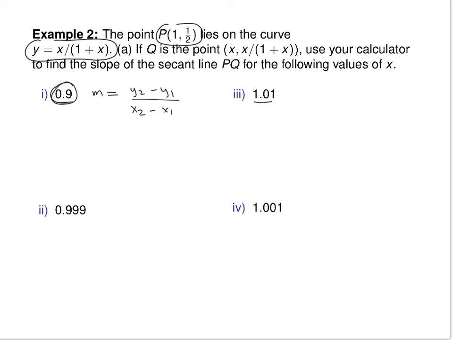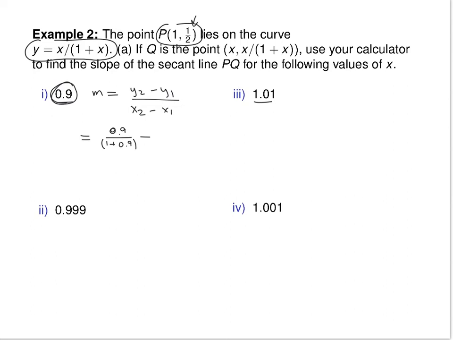So in the previous problem, we plugged the number into x squared because that was our curve. What is our curve this time? What curve does the point lie on? That's the curve. So this time we'll plug 0.9 into that. That's our second y. So 0.9 over 1 plus 0.9, minus.